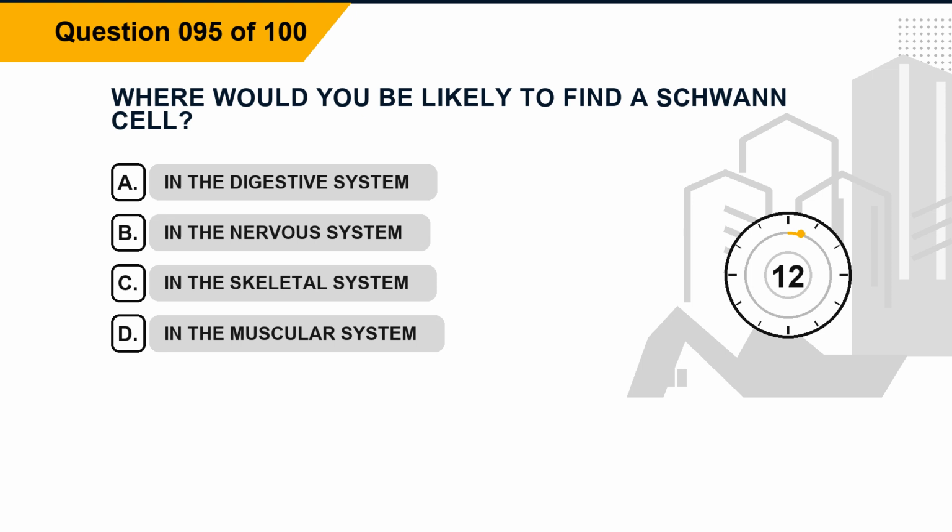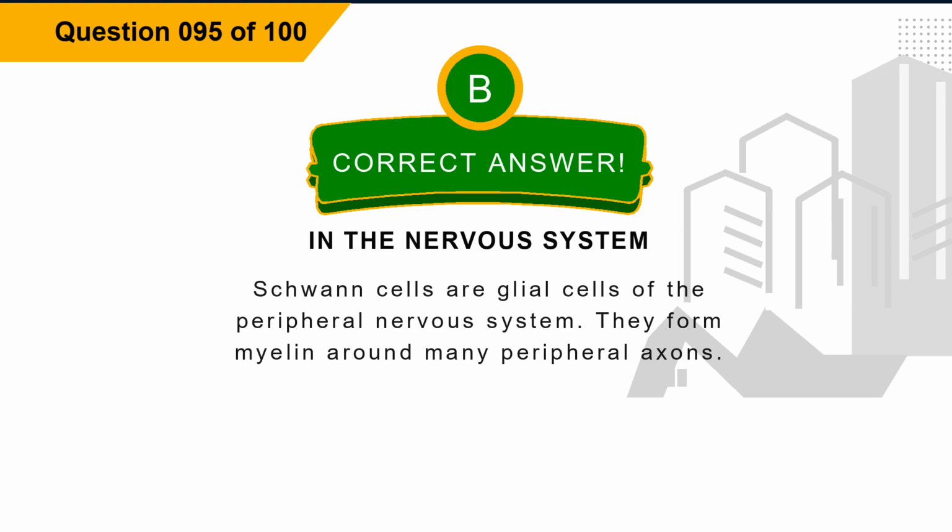Question 95. Where would you be likely to find a Schwann cell? Option A, in the digestive system. Option B, in the nervous system. Option C, in the skeletal system. Option D, in the muscular system. The correct answer is option B, in the nervous system. Explanation: Schwann cells are glial cells of the peripheral nervous system. They form myelin around many peripheral axons.